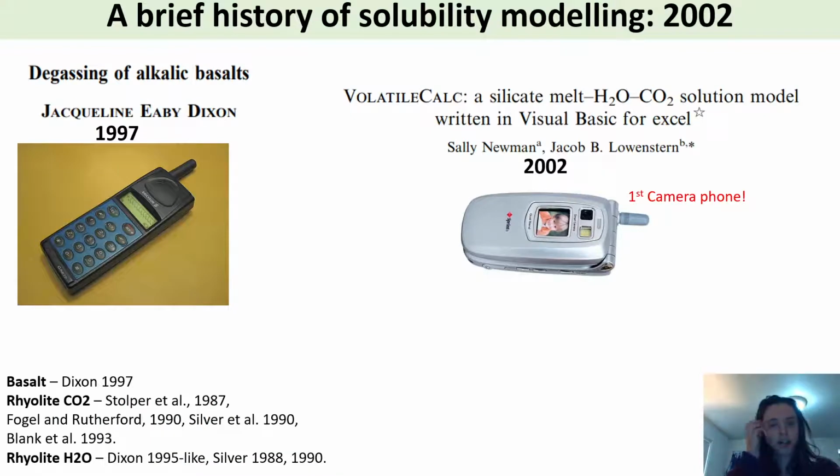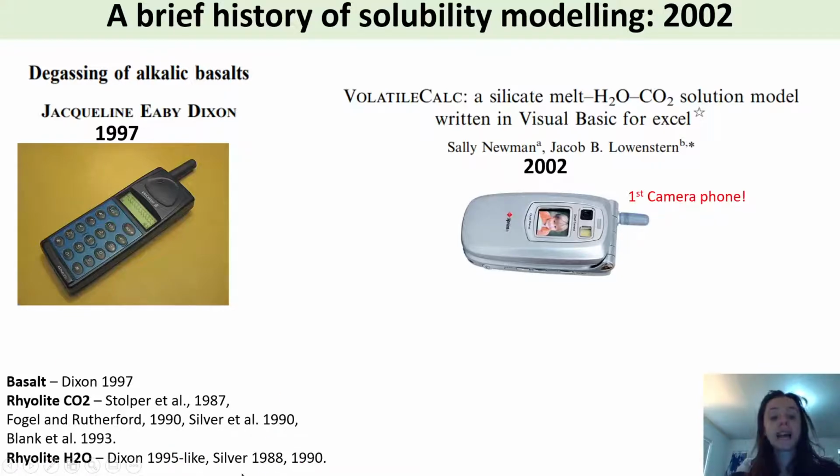Okay, 2002 comes along, great technological advances since 1997. We now have our first camera phone. And Sally Newman and Jake Lowenstern took the model of Jackie Dixon for basalt and coded it up in Excel. So that's what the model is for basalt. For rhyolite, it uses a variety of different bits of information from different models, so from Stopar, Fogel and Rutherford, Silver and Blank. And for water, it uses a kind of Dixon-like model with some changed coefficients.